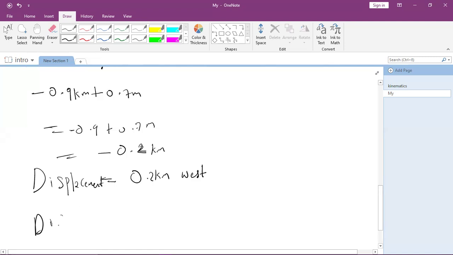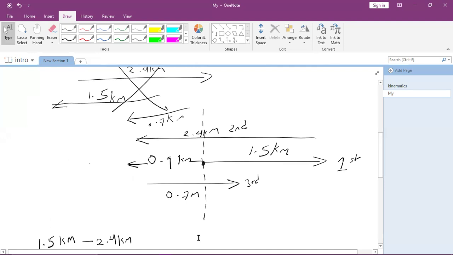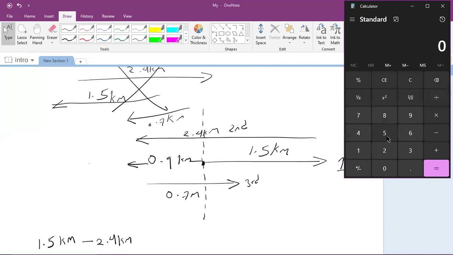Now, what is distance? The distance is 0.2 kilometer. Don't put west because distance does not have direction. But if we're told to find the total distance traveled, you would have added everything together: 1.5 plus 2.4 plus 0.7. That gives 4.6 kilometers. That would have been the total distance traveled, but we are just asked for distance, not the total distance. So let's check what we have as the available answers.